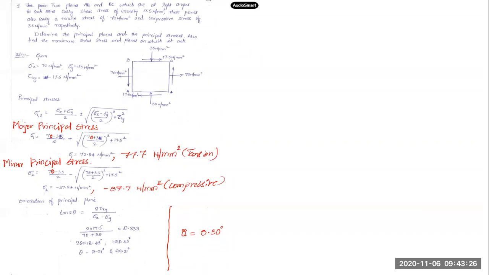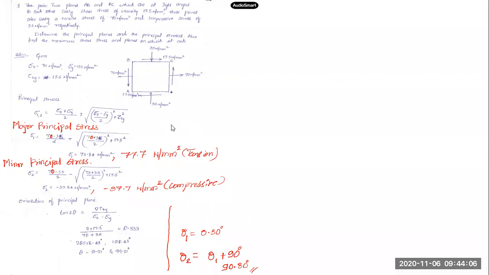If you require the minor principal plane, theta 2, the orientation of the minor principal plane, what is this minor principal plane? It is a plane which is carrying the minimum normal stress, or minor principal stress. It will be just theta 1 plus 90 degrees, at a right angle to the major principal plane. Just add 90 degrees to this and you will get the orientation of the minor principal plane, 90.30 degrees. These are the two planes, major and minor principal planes.